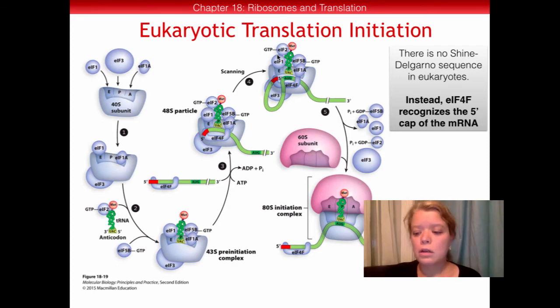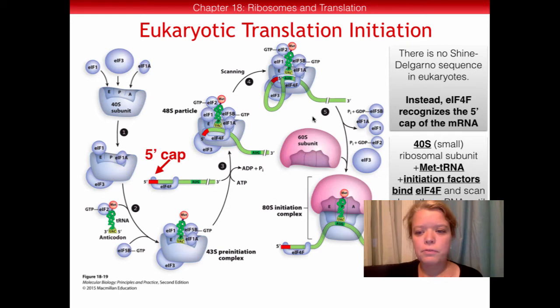Step 4, 5' cap here. Step 4, scan. Here we go. Scan along the mRNA. You can see that the mRNA is bent and folded, but the initiation factor 4F is attached both to the 40S ribosome and to the cap. It doesn't come off of it.